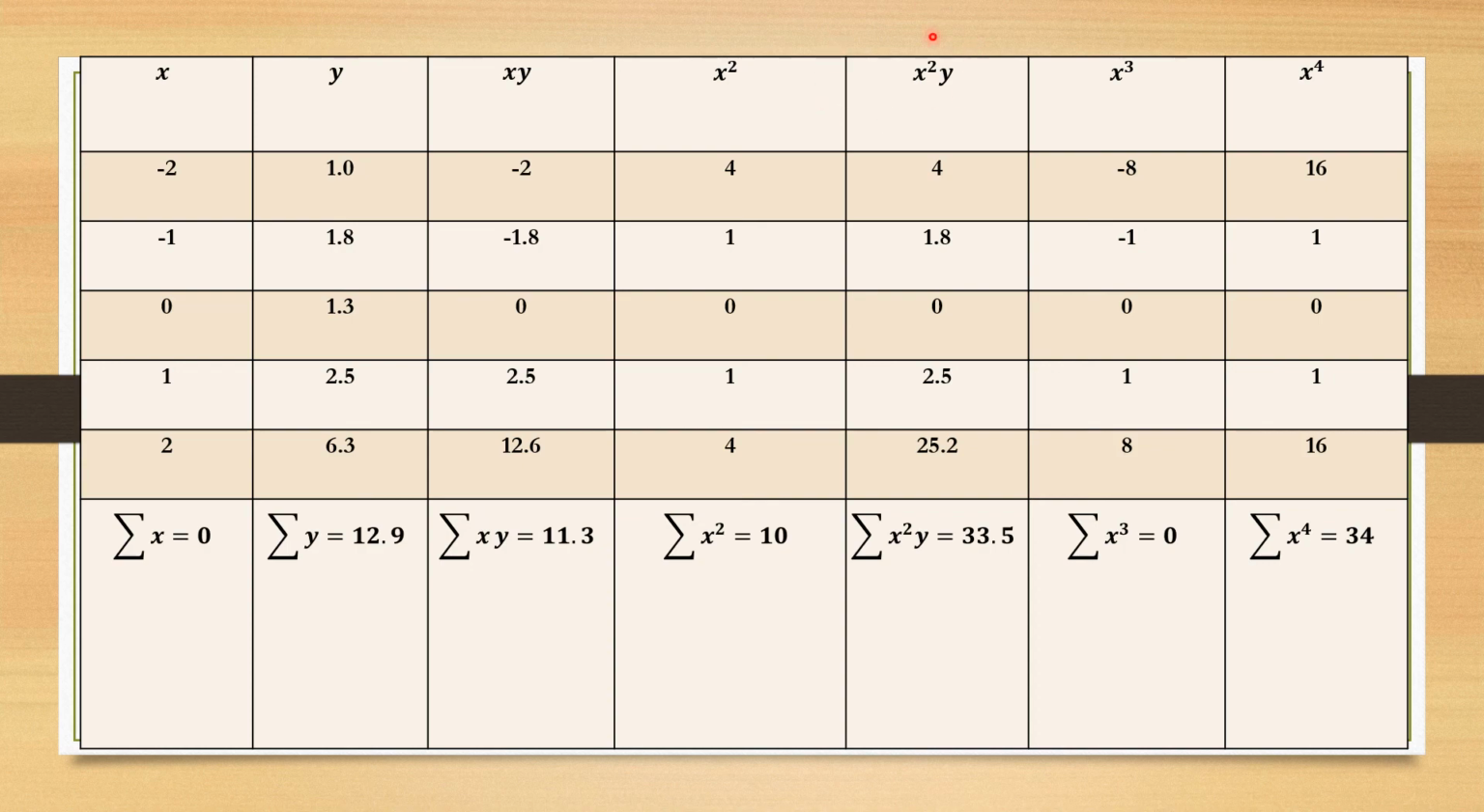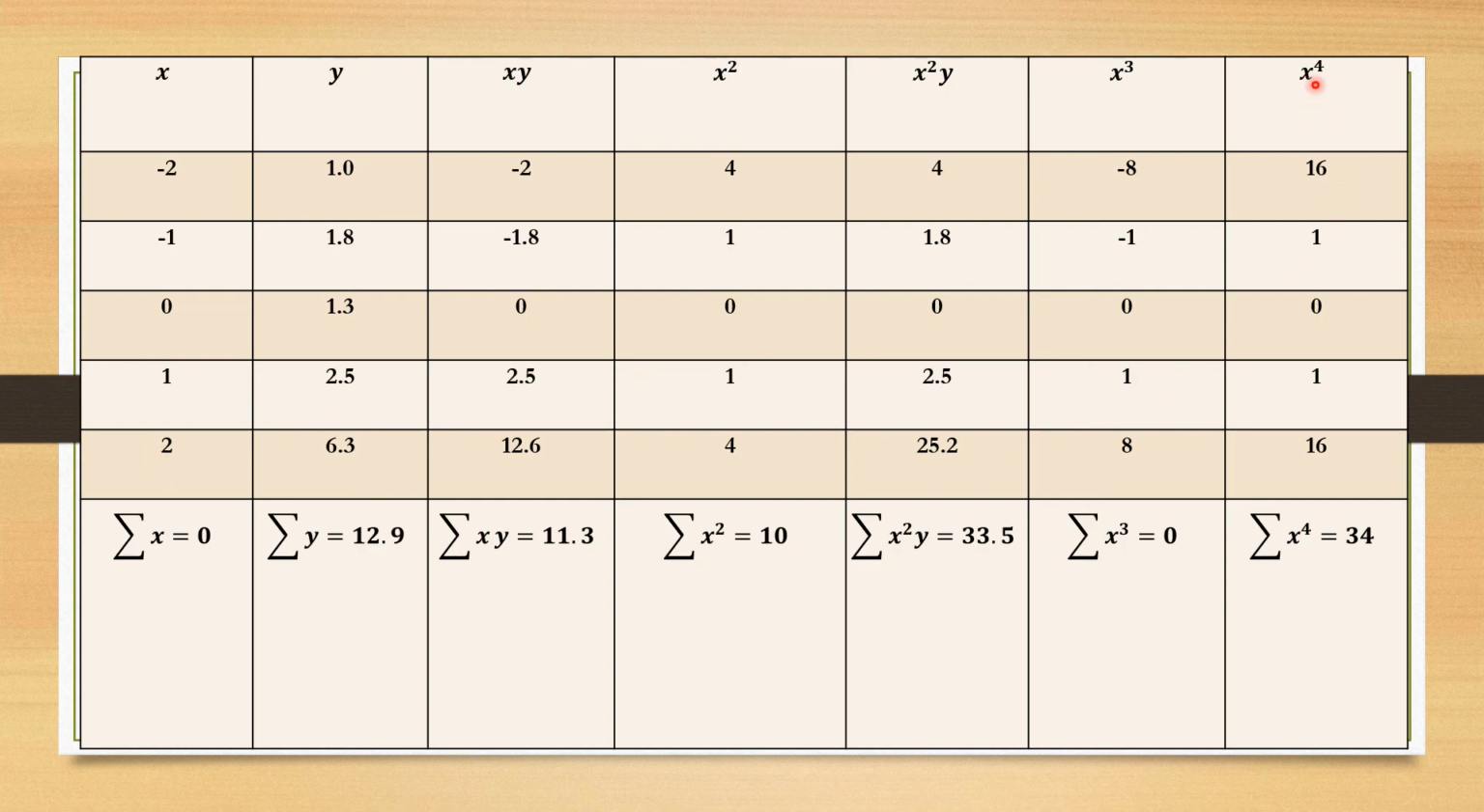Then we want x square y. So x square into y. 4 into 1.0 is 4. 1 into 1.8 is 1.8. 0 into 1.3 is 0. 1 into 2.5 is 2.5. 4 into 6.3, 25.2. Next we want x cube. X cube is the cube of the x values. So -2 cube, -8. -1 cube, -1. 0 cube, 0. 1 cube is 1 and 2 cube is 8.